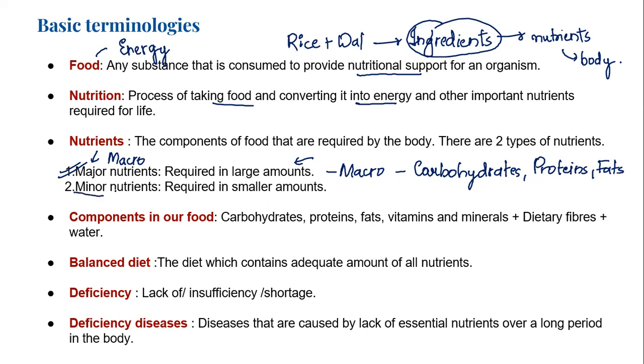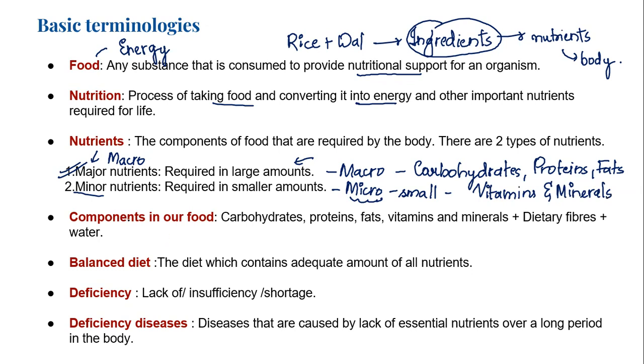Apart from that, there are minor nutrients, or we can also call it as micronutrients. Micro or minor, that means small, right? We require them in smaller quantities. Okay, so that is what we call as the minor nutrients. For example, vitamins and minerals. These are required in small quantity.